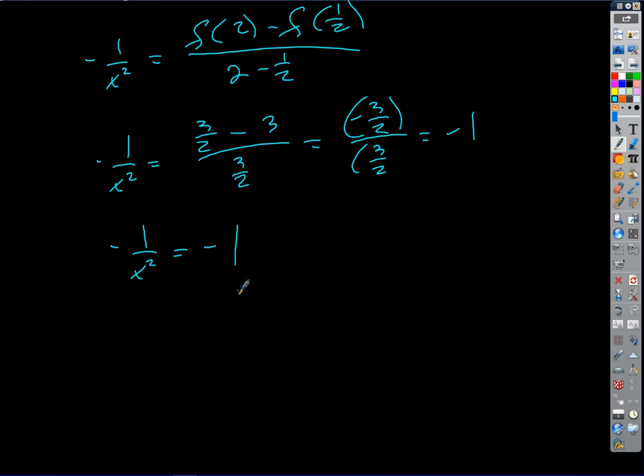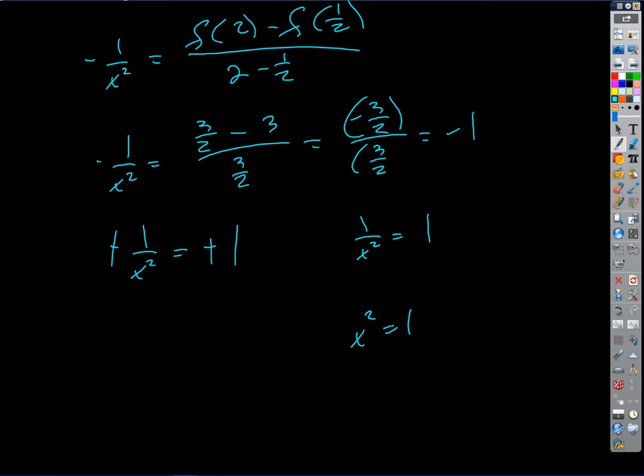-1/x² equals -1. What if we just multiply each side by -1? Get rid of that. And then how do I solve this one? If 1/x² equals 1, what if it were a little harder? How do we solve a ratio equation like this? Yeah, we could just cross multiply, couldn't we? So we could cross multiply and get x² equals 1, or I could take the reciprocal of both sides and get x² equals 1. Either way, I get x² equals 1.